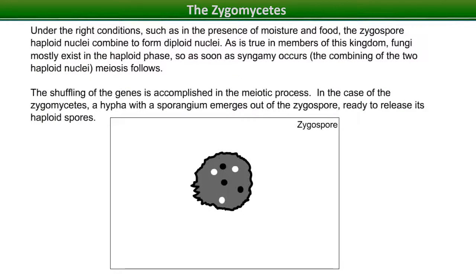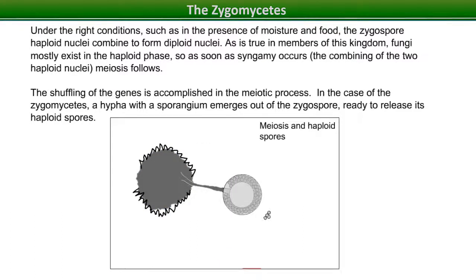Under the right conditions, such as in the presence of moisture and food, the zygospore haploid nuclei combine to form diploid nuclei. As is true in members of this kingdom, fungi mostly exist in the haploid phase. So as soon as syngamy occurs, the combining of the two haploid nuclei, meiosis follows. The shuffling of the genes is accomplished in the meiotic process. In the case of the zygomycetes, a hypha with a sporangium emerges out of the zygospore, ready to release its haploid spores.